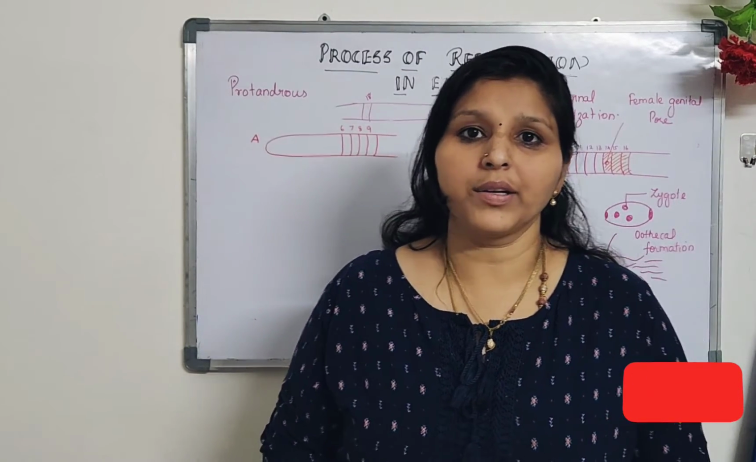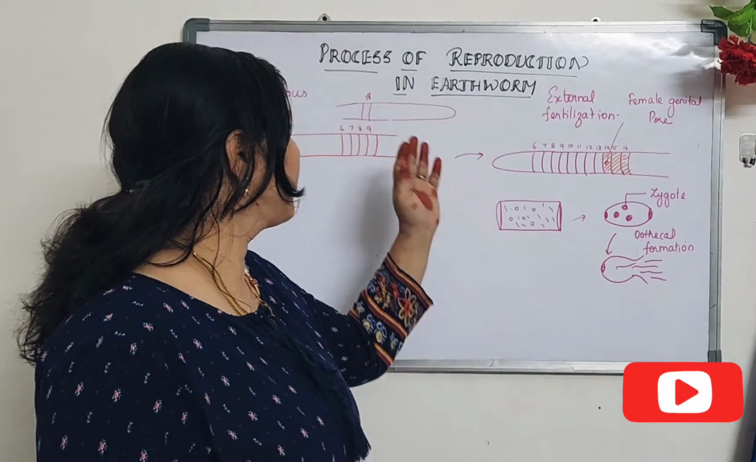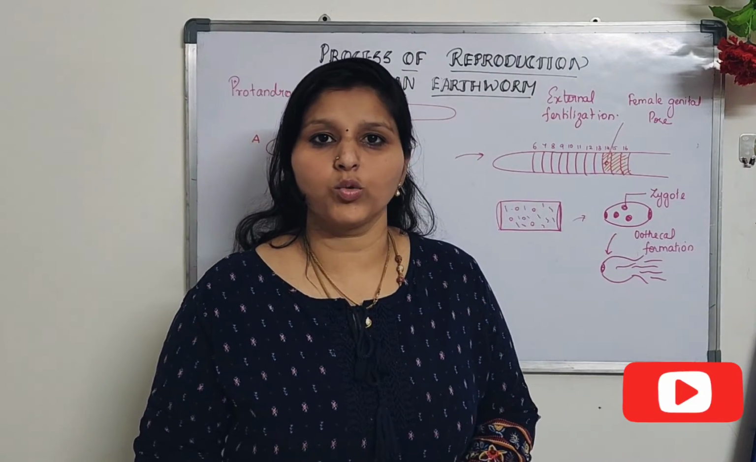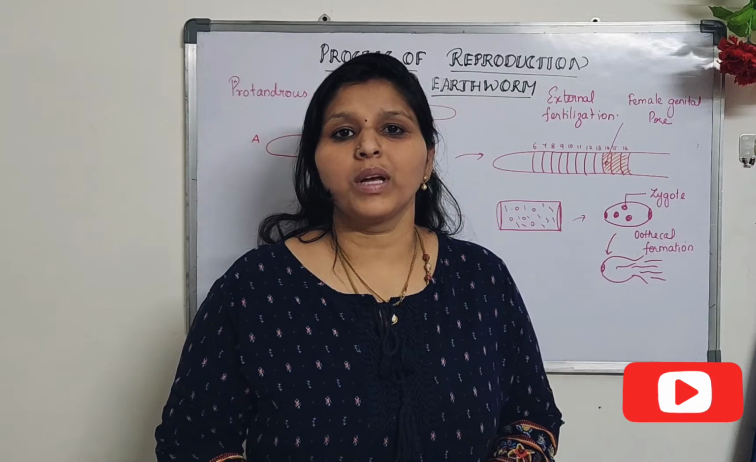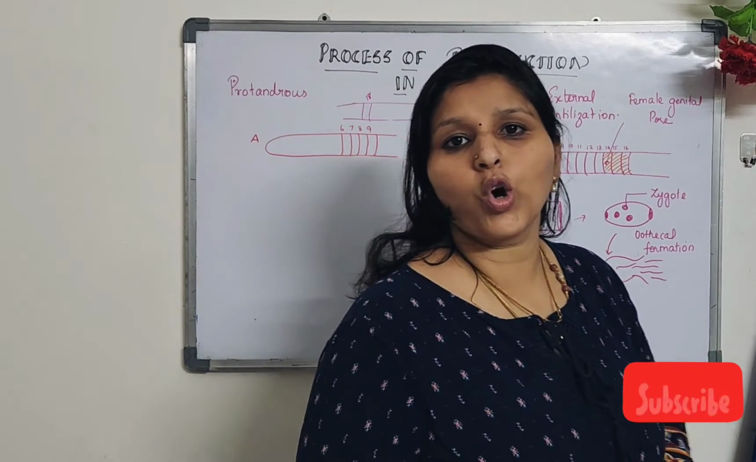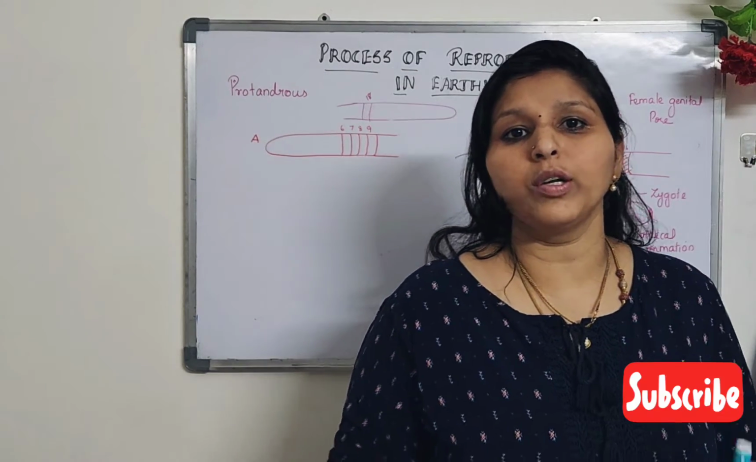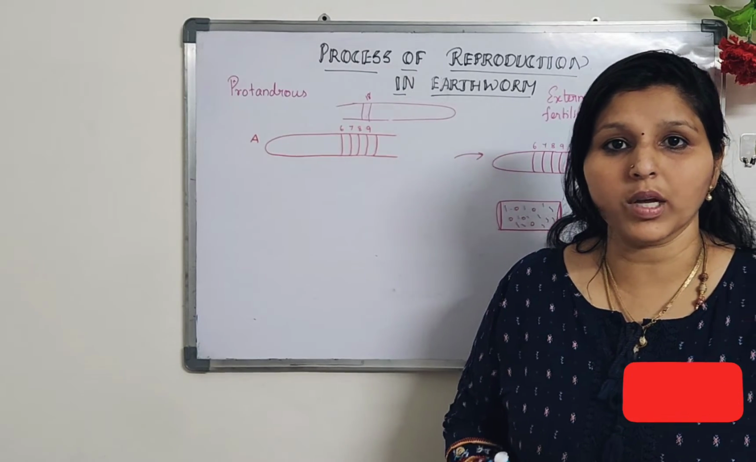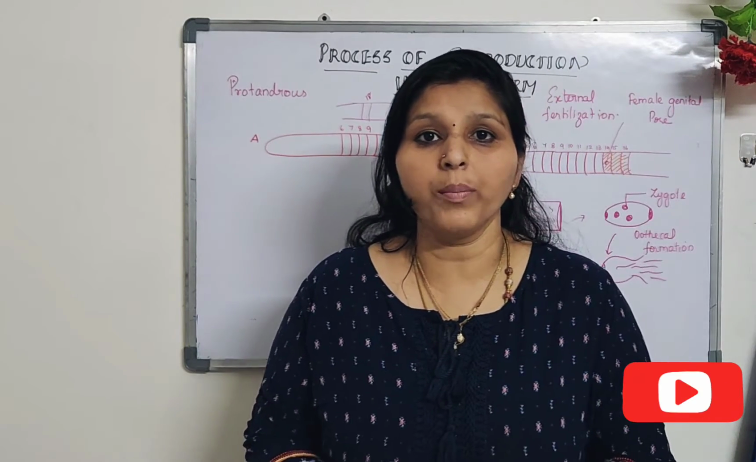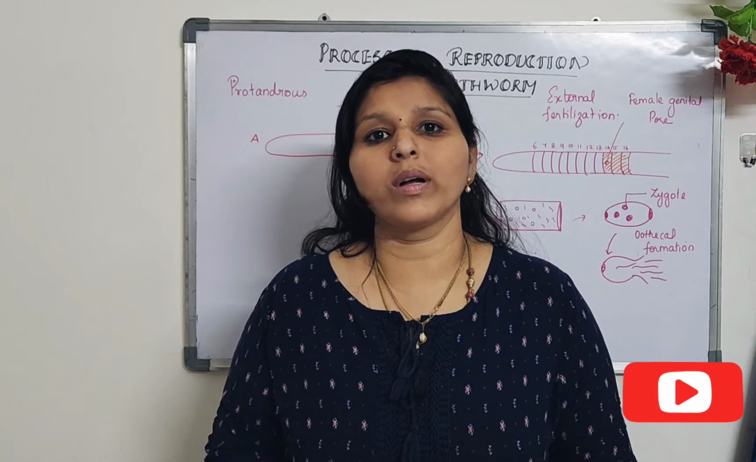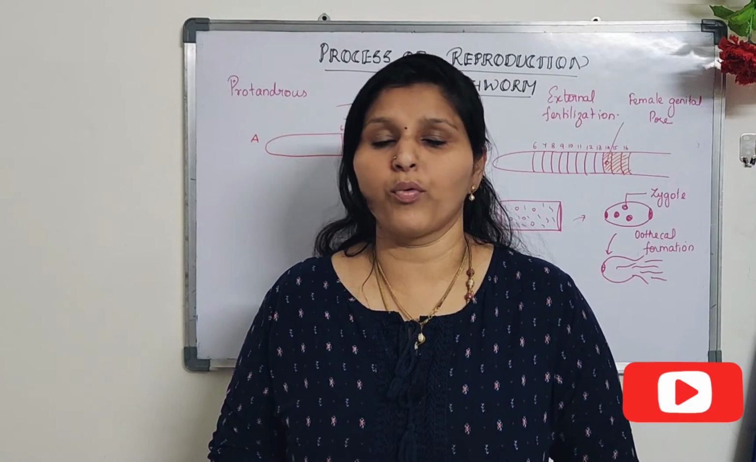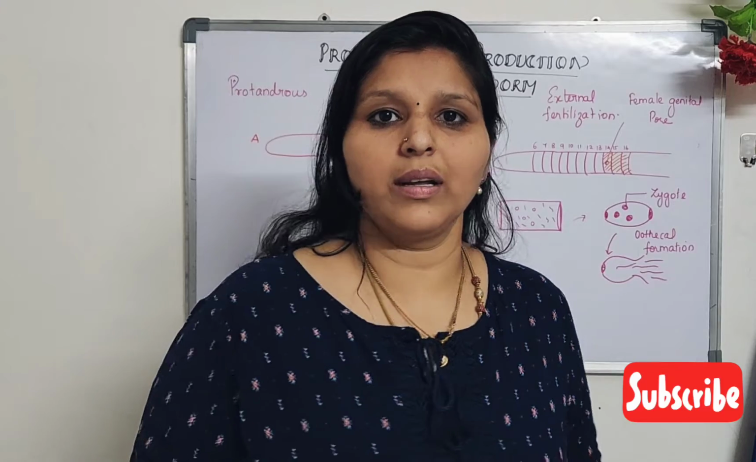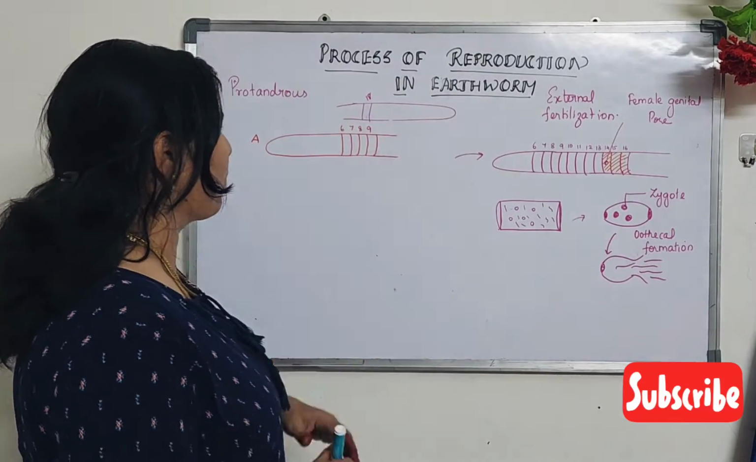Now let's continue with the topic of the reproductive system of earthworm. In this video, let us discuss how copulation occurs between two earthworms, how fertilization of sperms and ova occurs in the earthworm, and how the baby earthworms are formed. So initially, let us begin with the process of copulation.